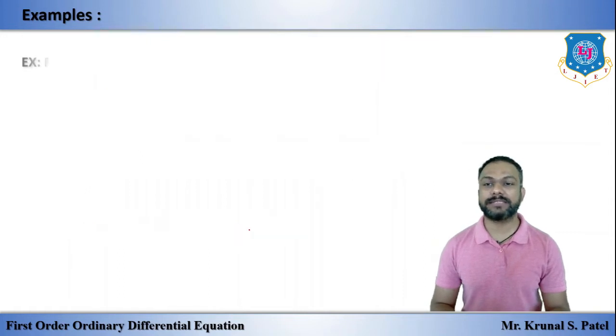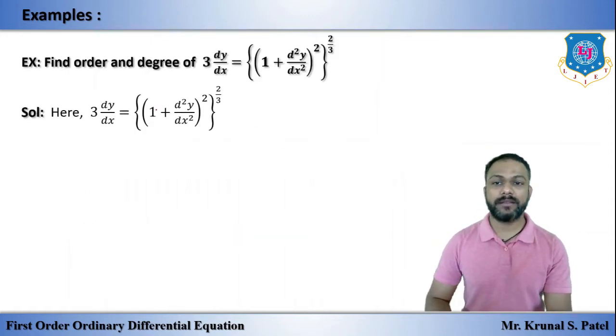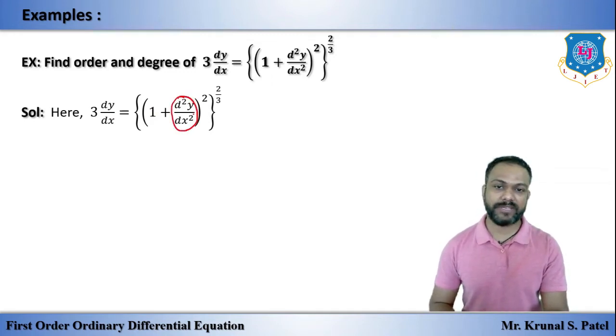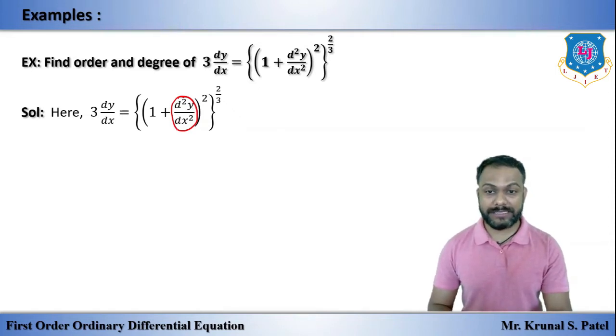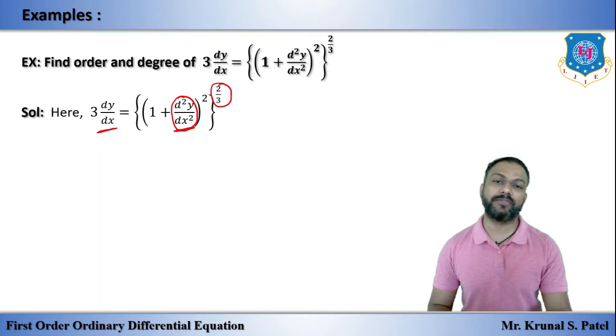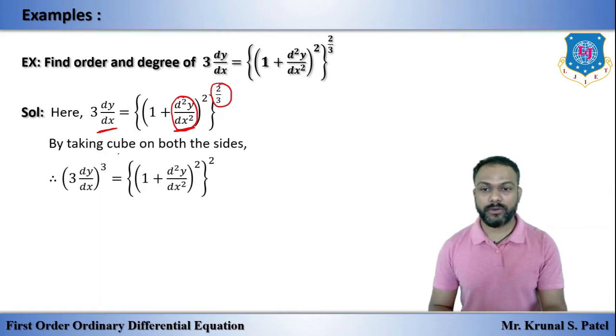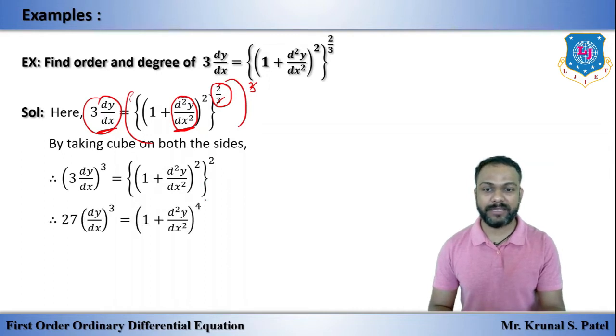In a similar way we have the second example. Again, the highest derivative is of second order, so the order of this differential equation is 2. That is final. But to find the degree, as we said, all derivatives must be free from fractions and radicals. Here the power is in fraction form, so we have to reduce it to a simple number. By taking a cube on both sides, whole raised to 3 and whole raised to 3, this 3 will cancel out, and by simplifying we have 4. So now all the derivatives are free from fractions.